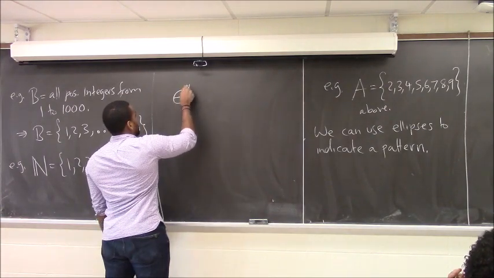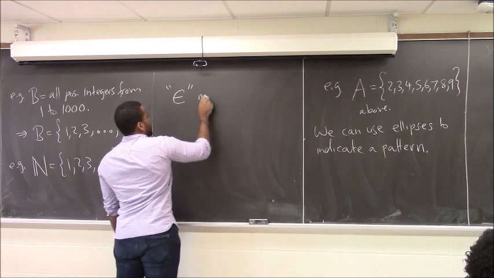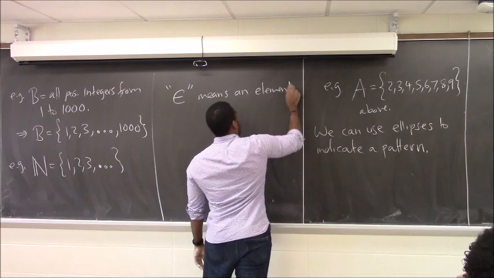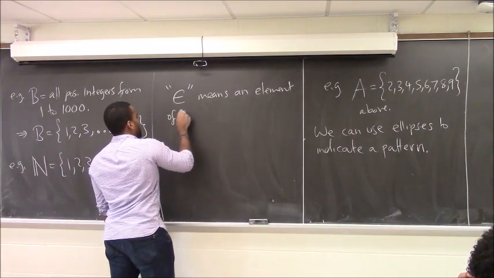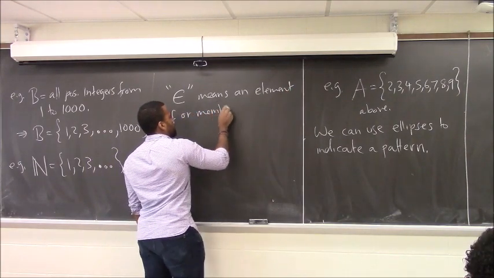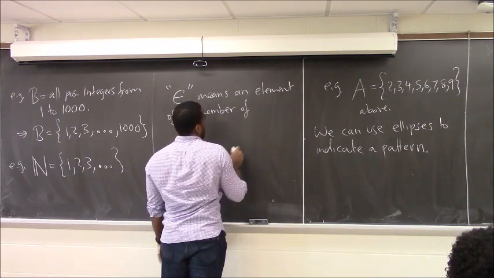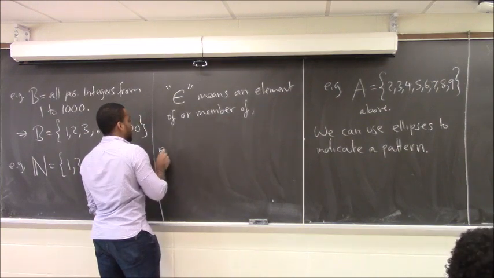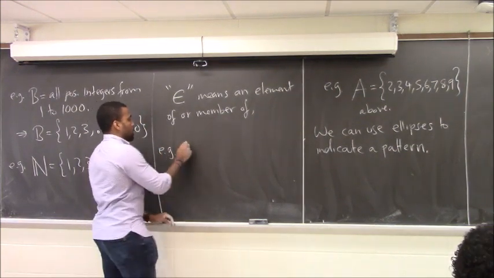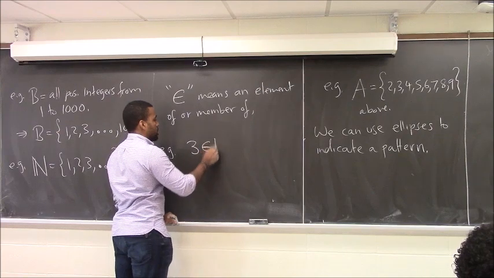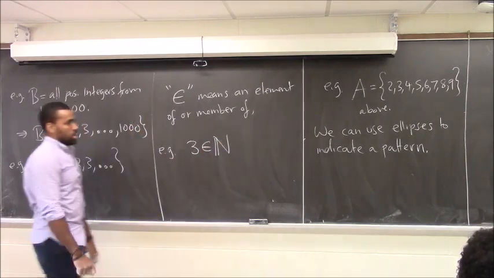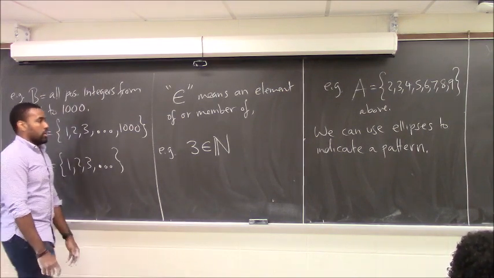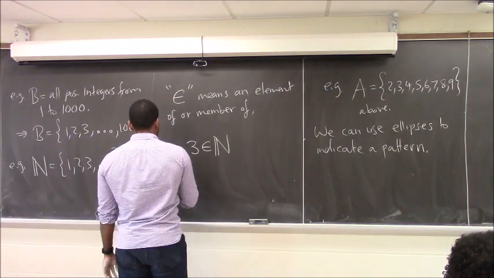The symbol this means an element of or member of. So for example, I can say 3 is an element of the set of natural numbers, right? This is in that set. 3 is an element of big N.